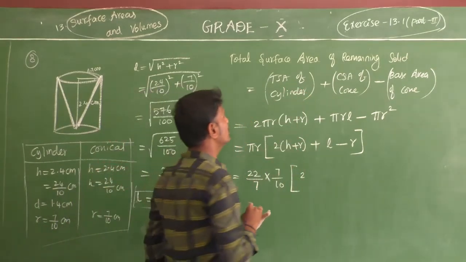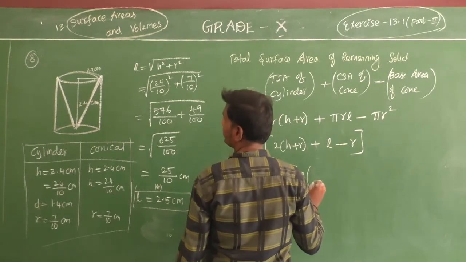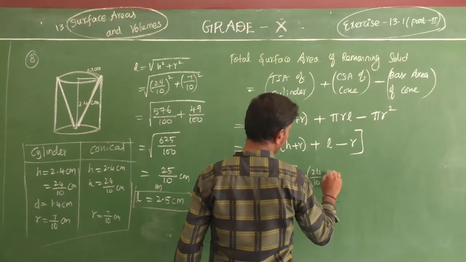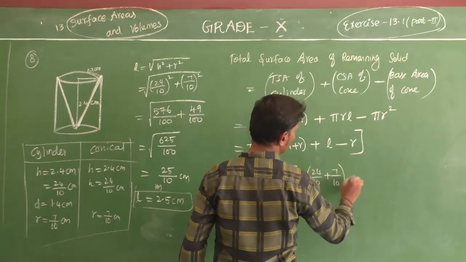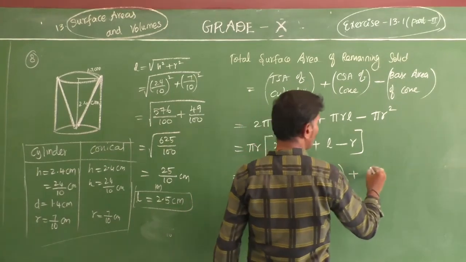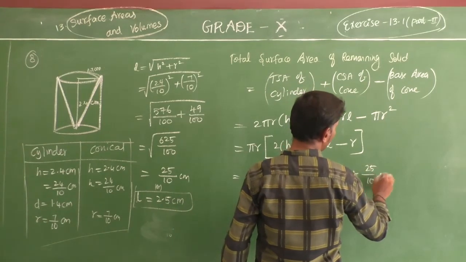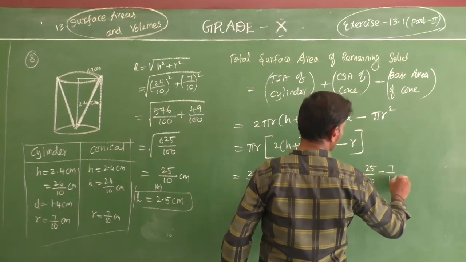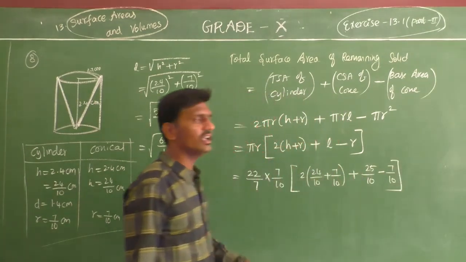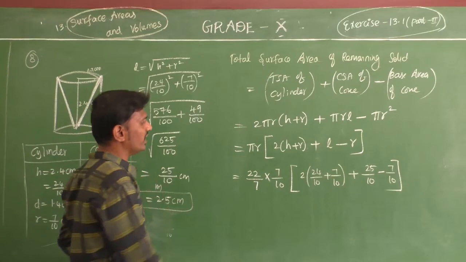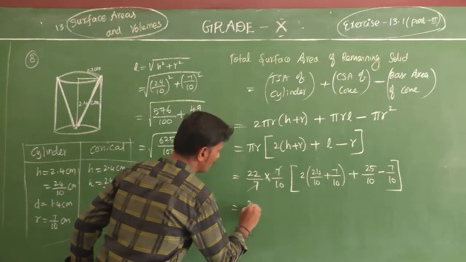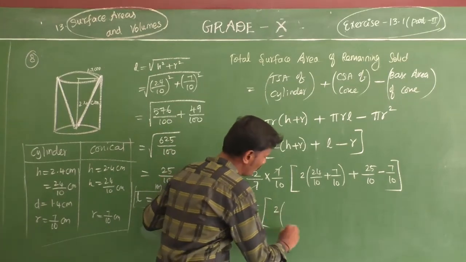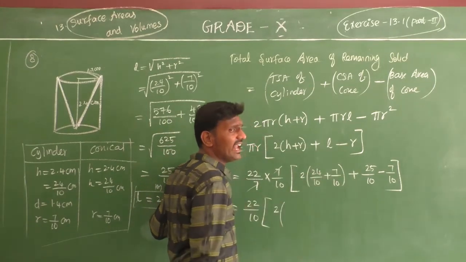Yes? Okay. Now 2 into the height is 24 by 10 plus radius is 7 by 10 plus length is 25 by 10 minus the radius, which is the same 7 by 10. So take it like this. The simplification is easy to do. The 7 cancels. Now 22 by 10 into 2 into 24 by 10 plus 7 by 10.